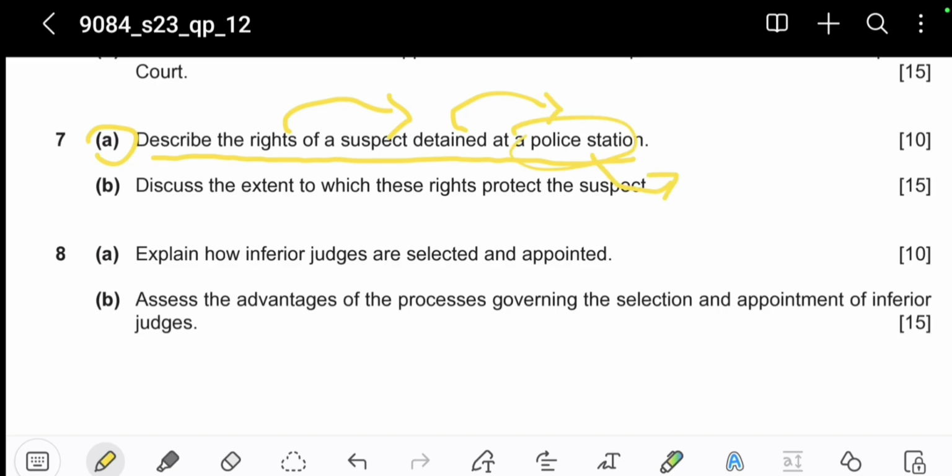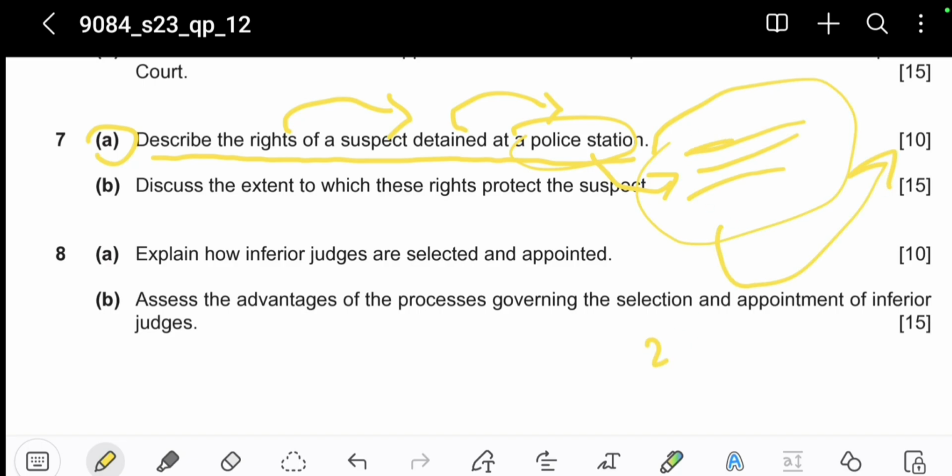You're not going to write only the rights' names. You just don't have to write the names and think you will get full marks or maybe 2 marks. No, that's not it. If you only write the rights' names, you will barely get 1 mark or maybe hardly 2 or something like that.